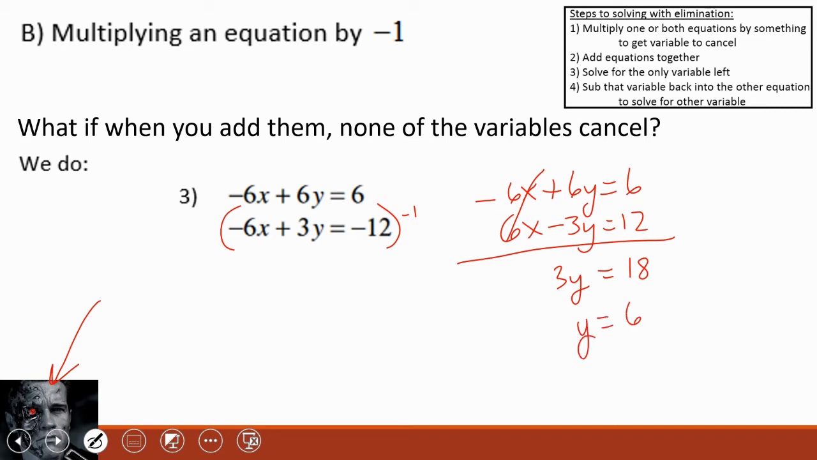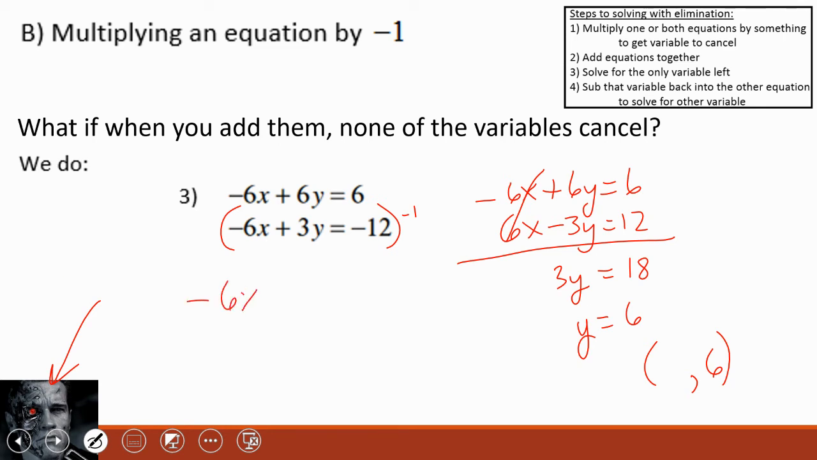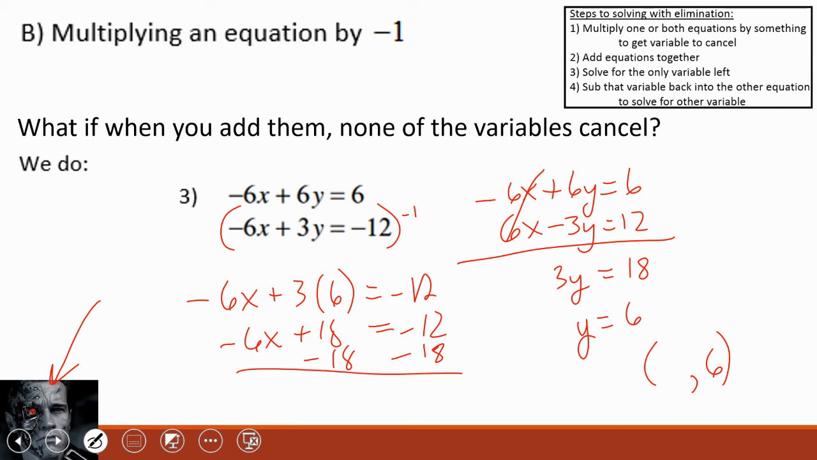18 divided by 3 is 6. So again, I have half my answer. I can take it and plug it into either equation. I'm going to plug it into the second one. I just rewrote the second equation, putting in 6 for y. And then it's a two-step solve. So negative 6x equals negative 30. x equals 5.